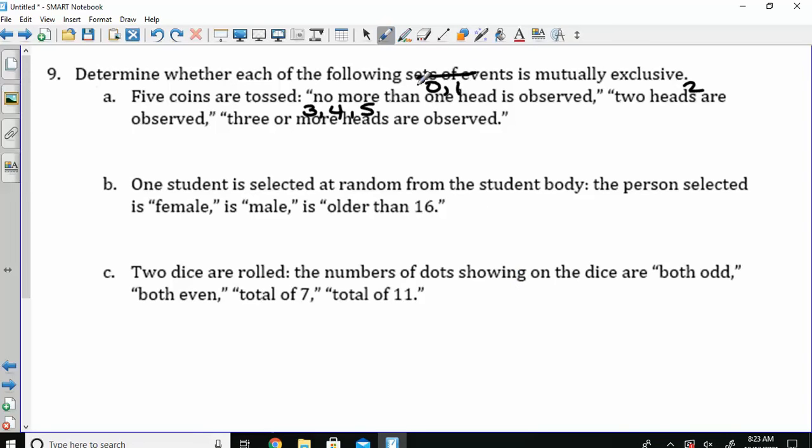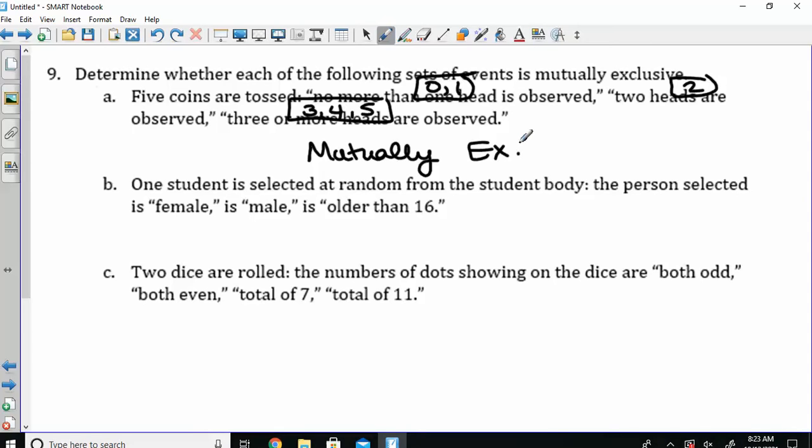Is there any overlap there? No. This is 0 to 1, this is 2, this is 3, 4, or 5. So there's no overlap, so that's mutually exclusive. Those are the 3 separate categories that I'm going to provide. If I had each of you flip 5 coins, and I said, everybody that got no more than 1 head, go stand over there. Everybody that got 2 heads, go stand back there. Everybody that got 3 or more, come stand up here. Would any of you not have a place to go or be called to 2 different places at once? No, it'll only be 1 place where you would go.